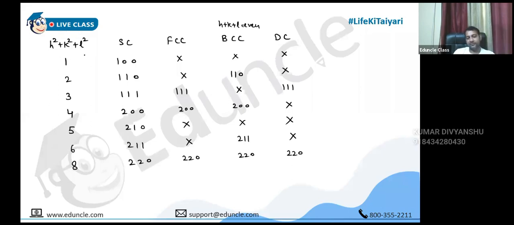You can see in diamond cubic, we are able to get only 2 reflections up to 220, whereas there are 4 reflections in BCC, 3 of them in FCC, and all of them are present in simple cubic. So there will be 7 peaks in simple cubic up to 220, 3 peaks in FCC, 4 peaks in BCC, and only 2 peaks in diamond cubic. Is it clear or not?